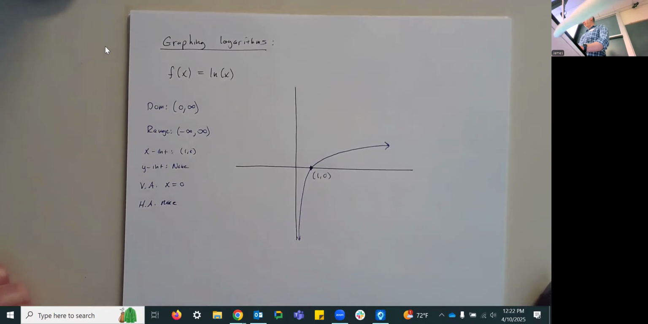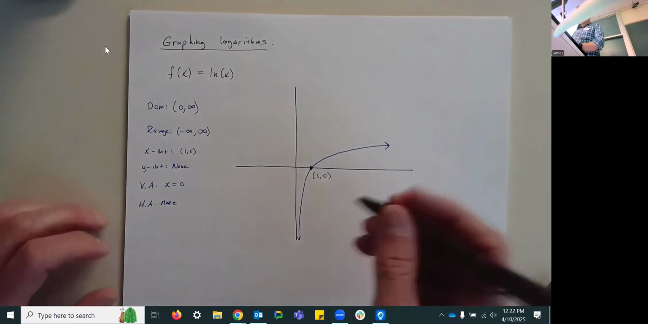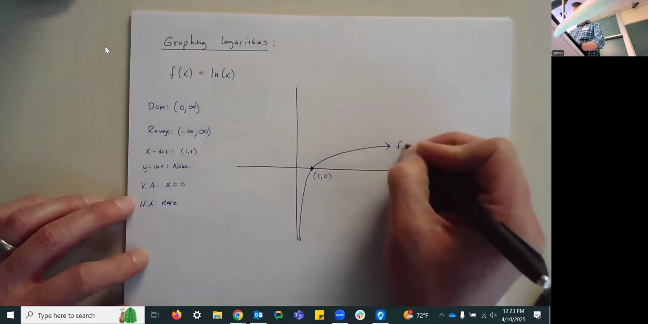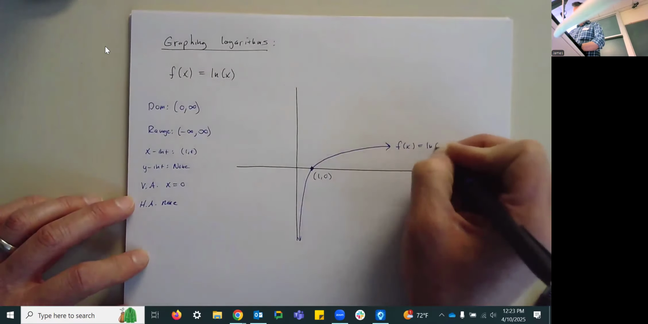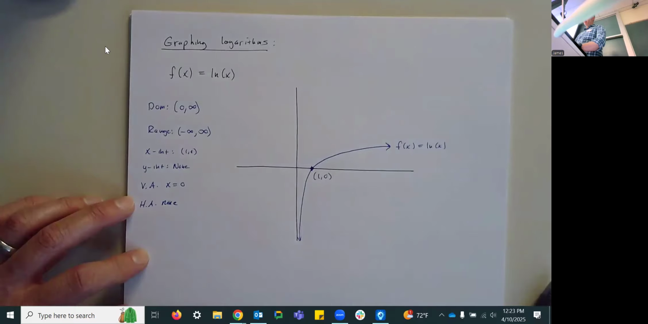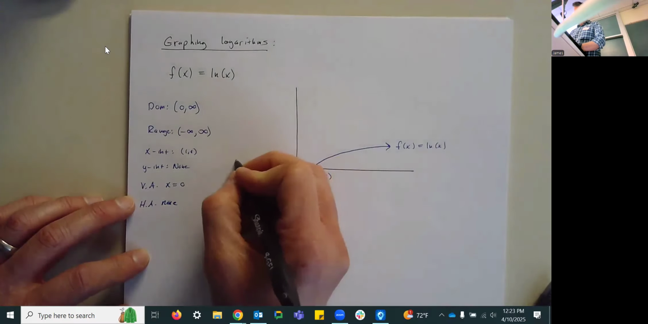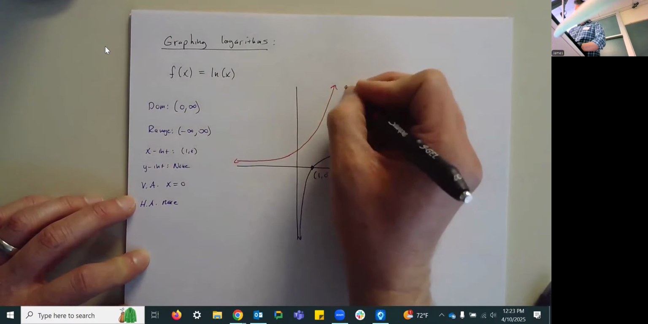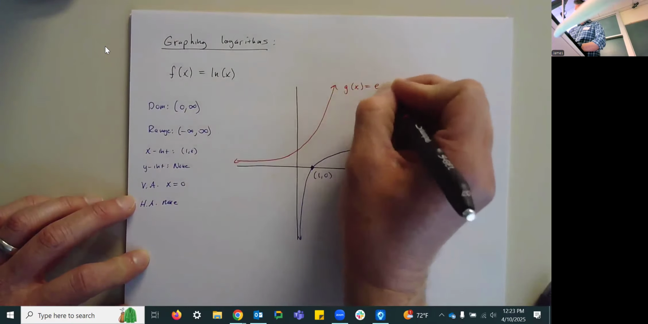I think I mentioned this before, but I'll say it again. These things are exactly the inverses of the exponential function e to the x. So if we were to, might as well put this graph on here as well. Let me label things here. Here's my f of x equal to the natural log of x. And then in red, here is our exponential function, g of x equal to e to the x.